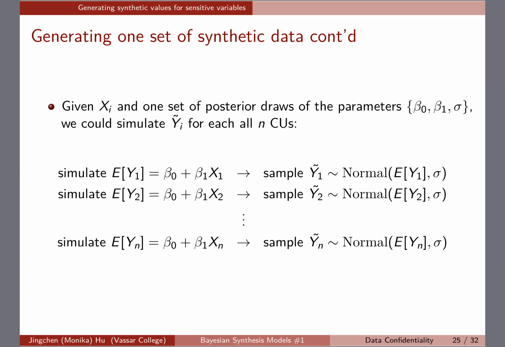Sure. Okay. Let me use this slide. So one set of posterior draws means we're talking about one iteration. So you have one draw for beta 0, one draw for beta 1, and one for sigma. But are we doing n x's or just one x?